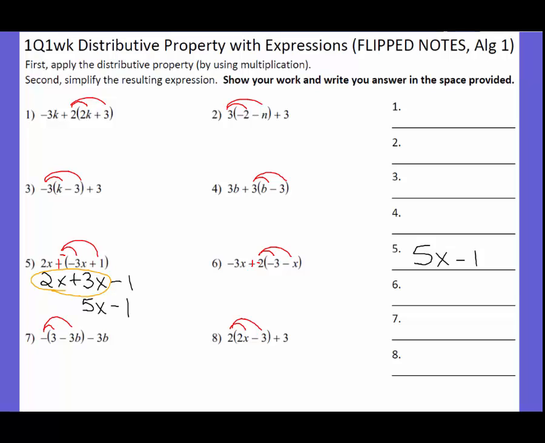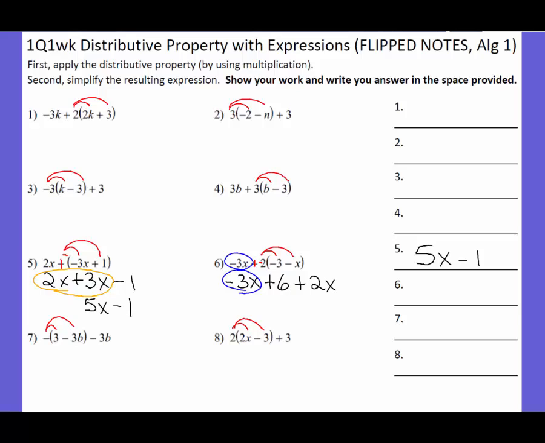For number 6, our negative 3x drops, and we have a negative 2 multiplied times a negative 3. This gives us 6, and a negative 2 times a negative x gives us a positive 2x. Using the commutative property, we can associate the 2x minus 3x as a pair and combine those terms. Our simplified expression is negative x plus 6.